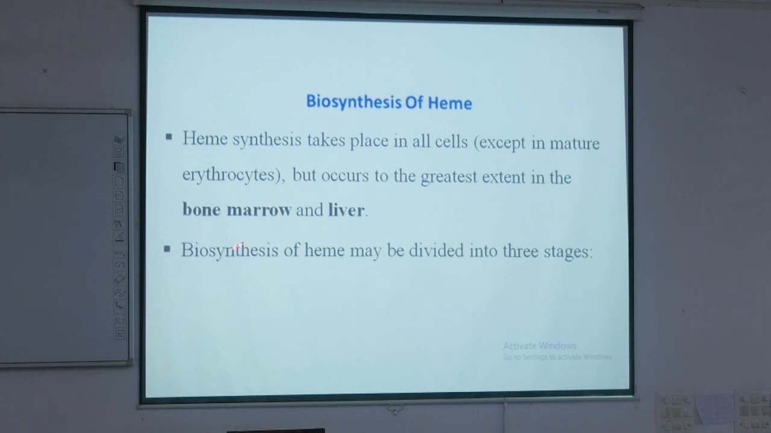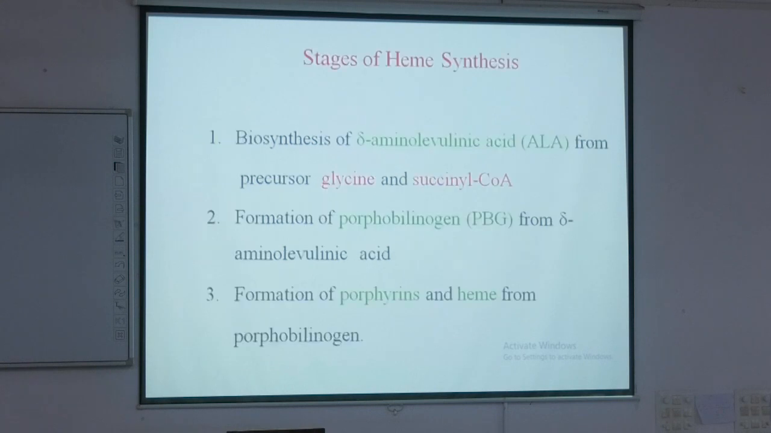Okay? Biosynthesis of heme may be divided into 3 stages because this is a metabolic pathway. In metabolism, there are 2 main steps. The first one is synthesis, the second one is what? Degradation. Kisi cheez ka banna aur tootna. Understand? Biosynthesis is the formation of heme molecules. Degradation is the breakdown of heme molecules. Okay? So, it is divided into 3 steps.